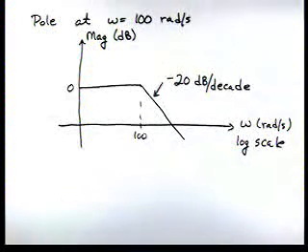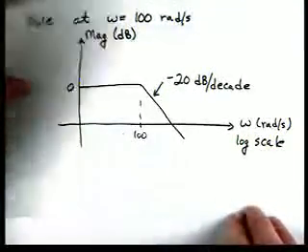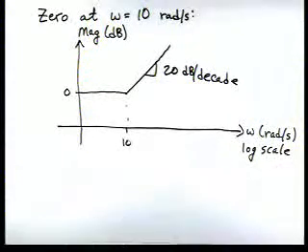Then our simple pole at ω = 100 looks like this. The straight line approximation has a gain of 0 out until ω = 100. At that point it turns down at a rate of minus 20 dB per decade. And for our zero at ω = 10, it has a gain of 0 out until ω = 10. At that point, it turns up with a slope of 20 dB per decade.